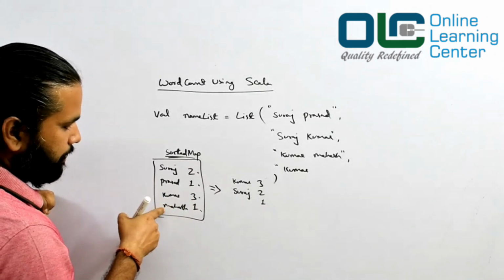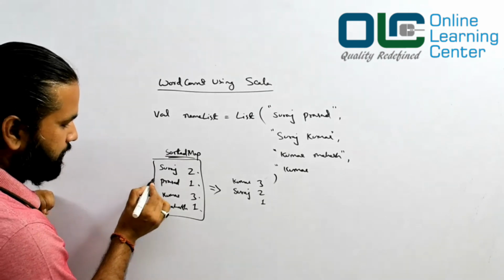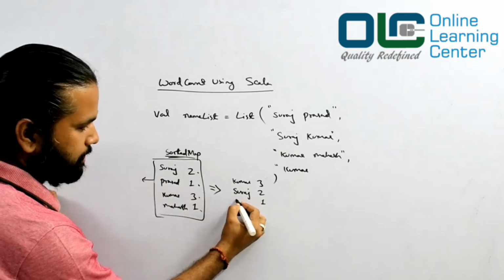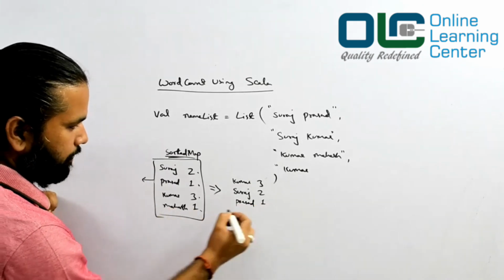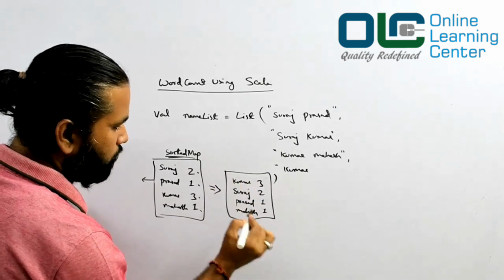Now see here, M is smaller than P, because M comes before P. So P is greater. So I'll say Prasad, and then 1. So this should be your final output altogether.